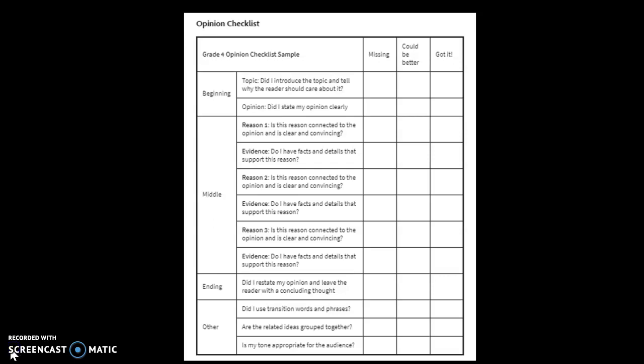Others. Did I use transition words and phrases? Are the related ideas grouped together? Is my tone appropriate for the audience? Reminder. Even though you'll be writing a letter, you will still need to plan 3 reasons to support your opinion.